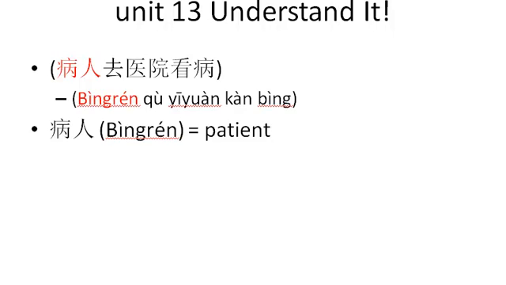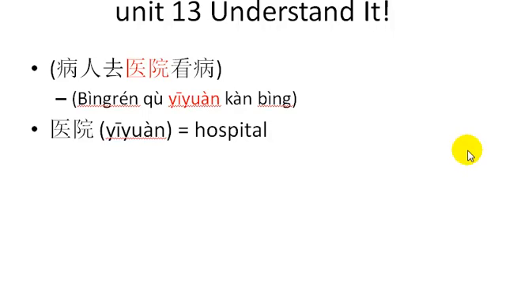Let's move on. Alright, next we have 医院. The character 医 is used, it means medicine. And 院 here is a character that literally means like a courtyard or something. But in this case, together with the word for medicine, it means hospital. 医院. 病人去医院看病.